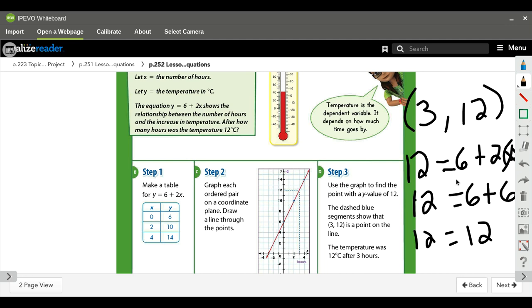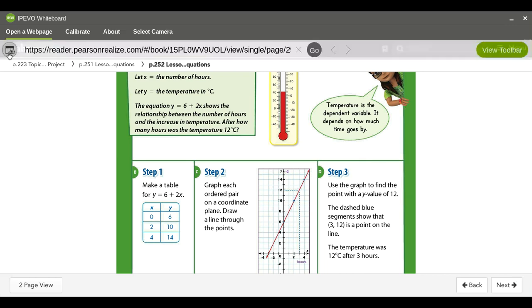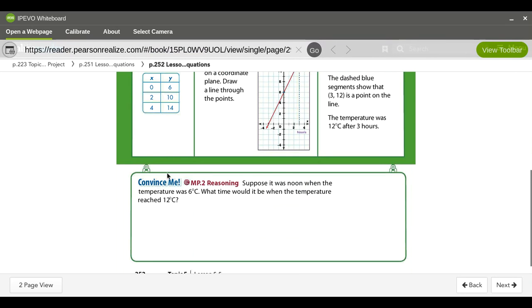So I can always substitute in and check to see that the point I found is really a point on that line. Okay, so let's go ahead and take a look at your convince me. It says, suppose it was noon when the temperature was 6 degrees Celsius.